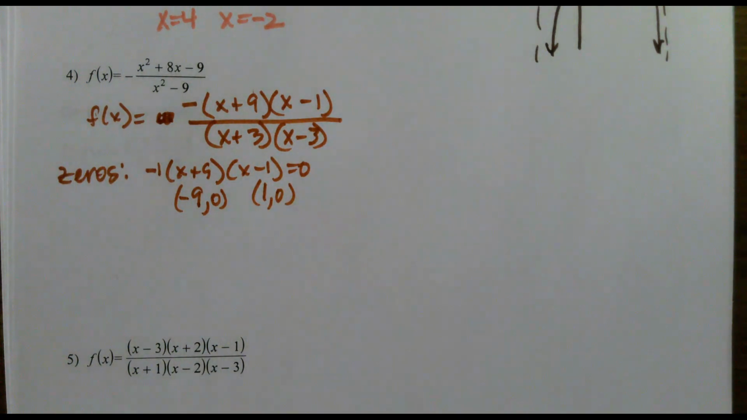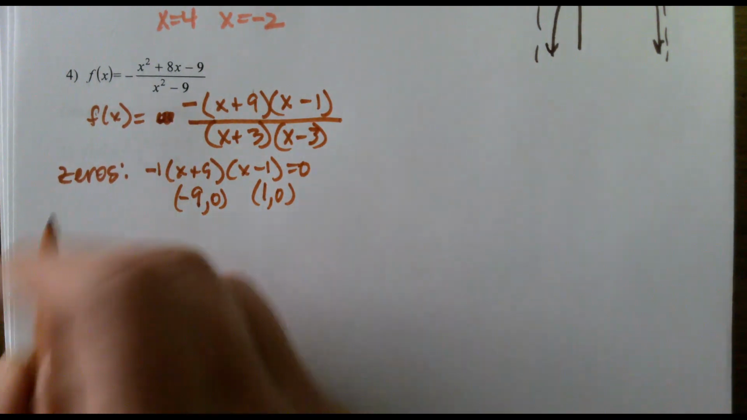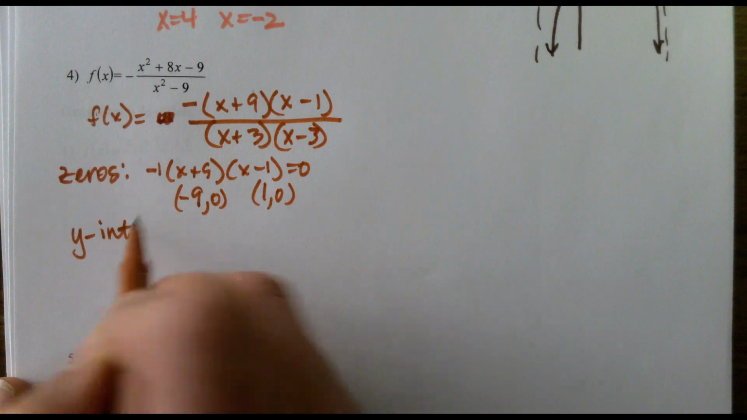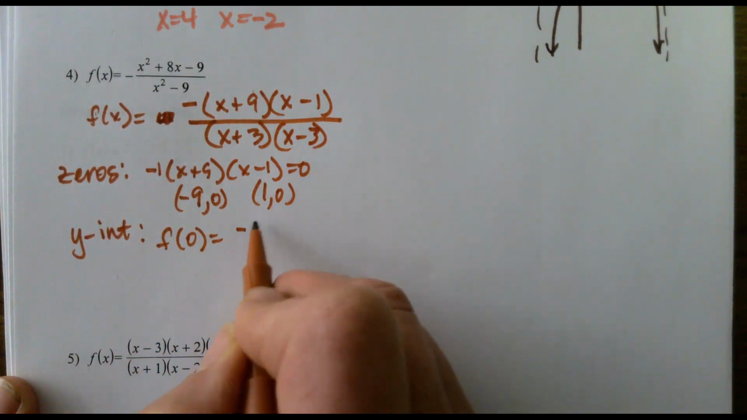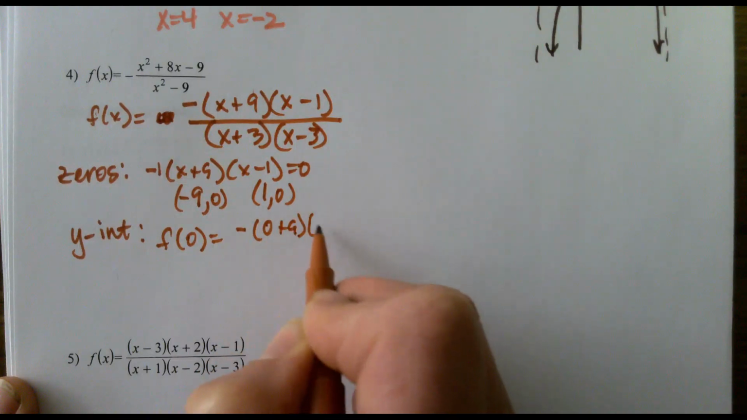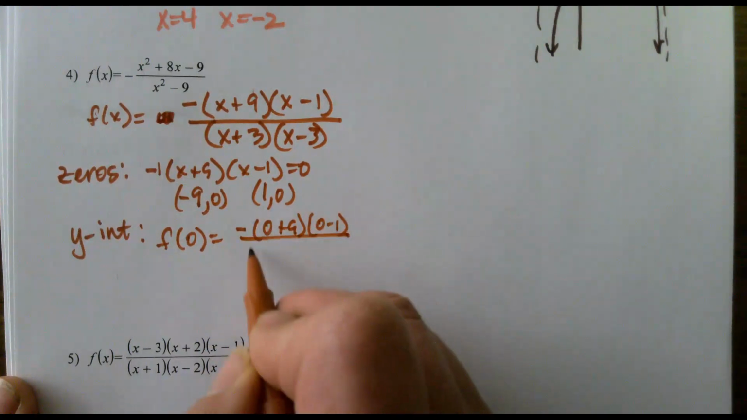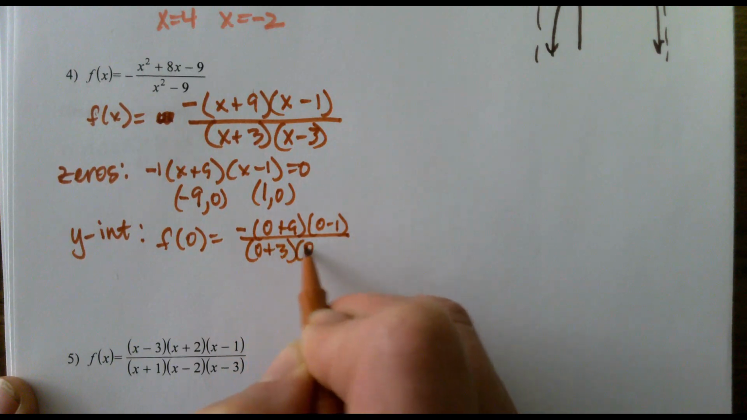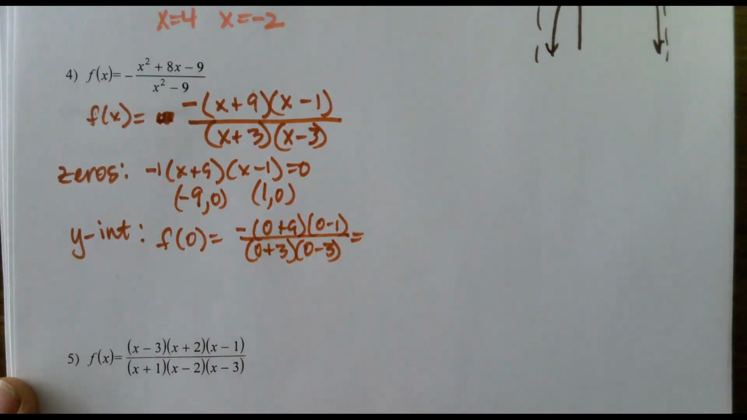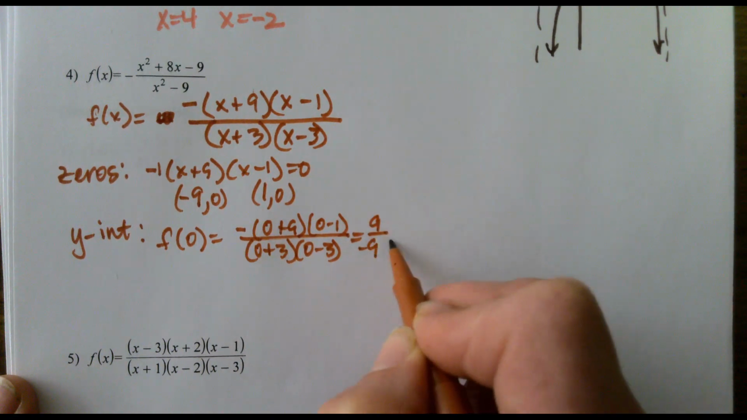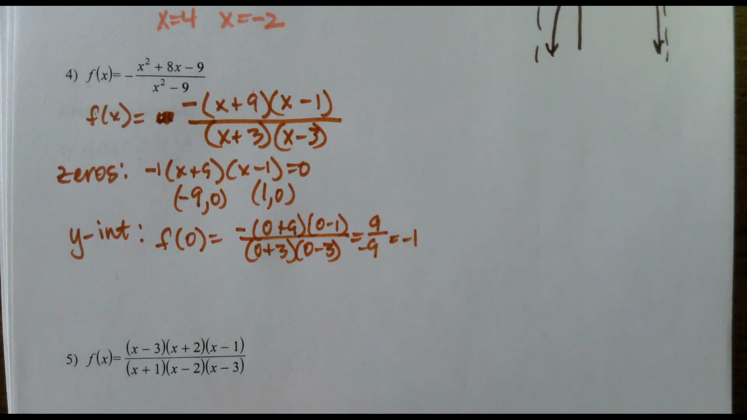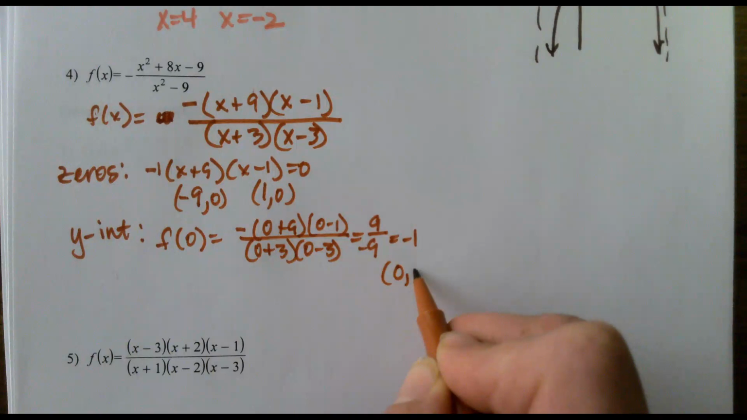What makes x plus 9 zero? Negative 9. What makes x minus 1 zero? Positive 1. Y-intercept, f of 0. That is the opposite of 0 plus 9 times 0 minus 1 over 0 plus 3 times 0 minus 3. On the top, that's going to leave me with a 9. On the bottom, that's going to leave me with negative 9, and negative 1 is what I get for my answer. That is the point 0, negative 1.